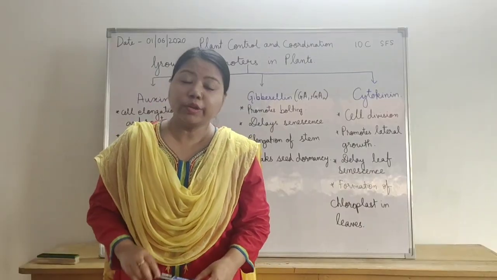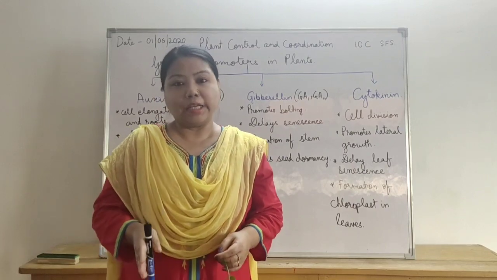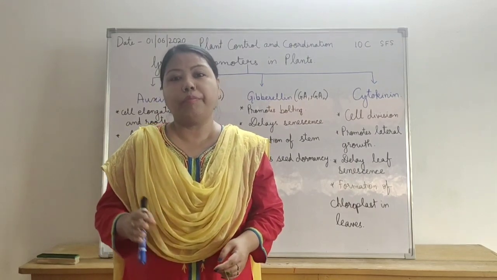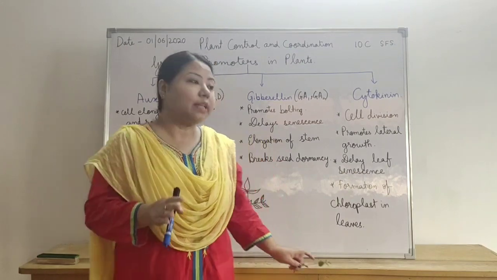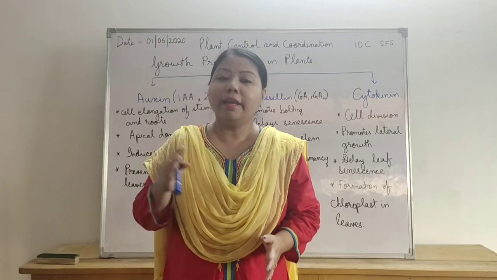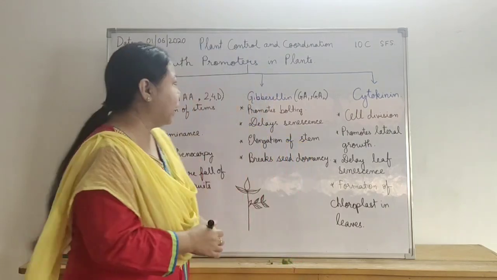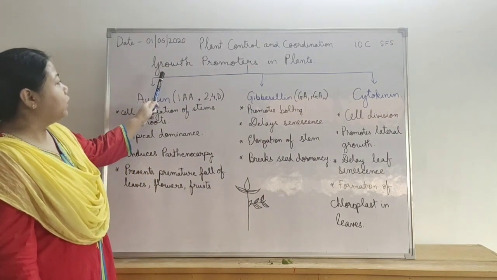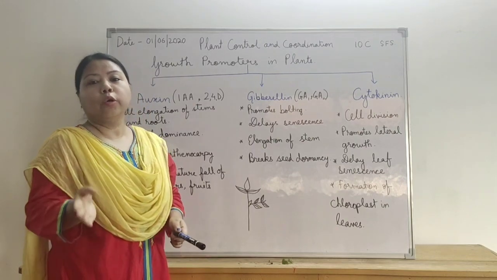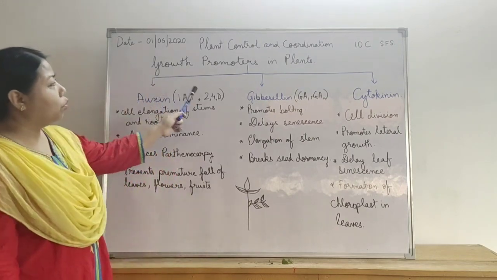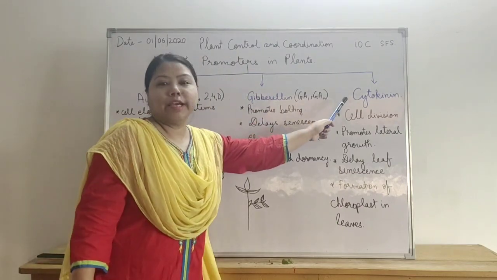Since you have understood why plant hormones are important, and what is the role of plant hormone, how does it coordinate and control the activity of the plant? Now let us study in detail about the hormones produced by the plants. Okay, so the plants produce both growth promoter and growth inhibitor. So the growth promoters produced by the plants are auxin, gibberellin and cytokinin.